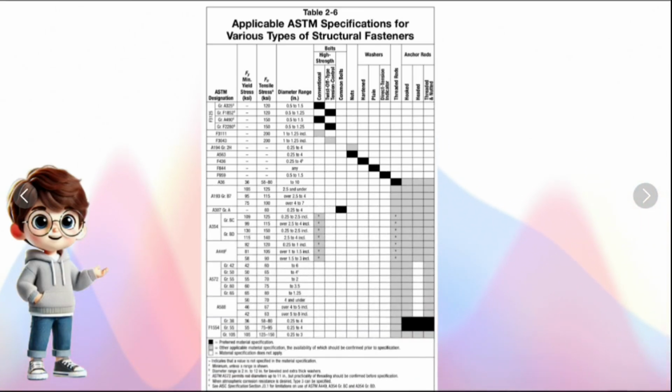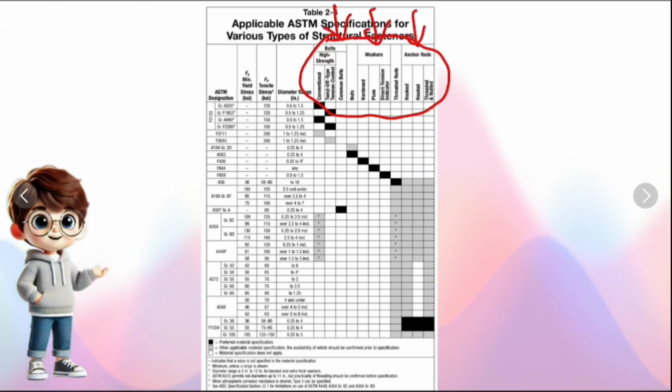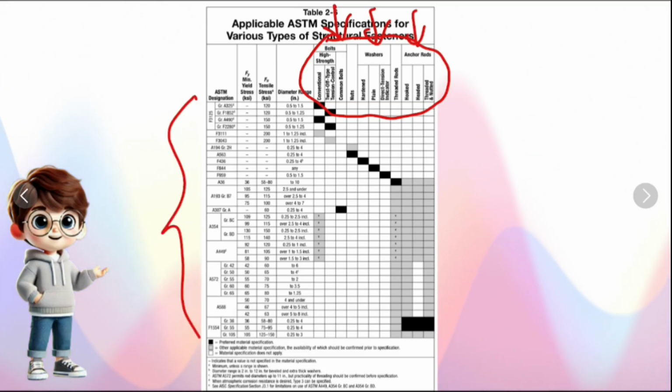Now, table 2-6. In this table, all the columns are indicated with bolts, washers and anchor rods. I'll be explaining these bolts, washers and anchor rods in our further sessions, and at that time I'll explain this table 2-6 one more time. These are the material grades for different bolts. This also we need to read in the same way using these legends.